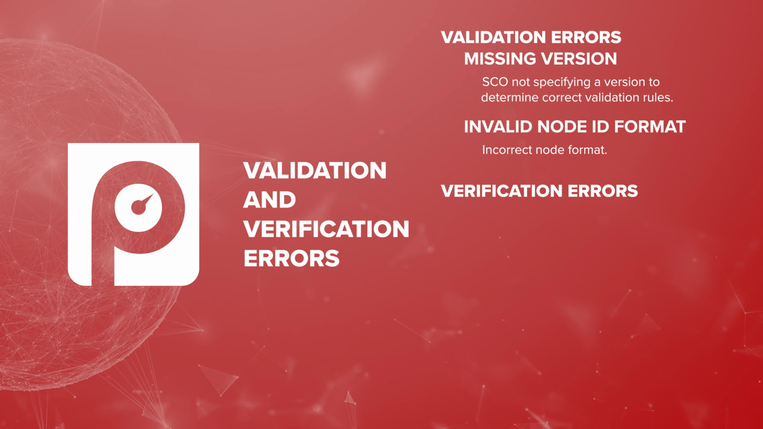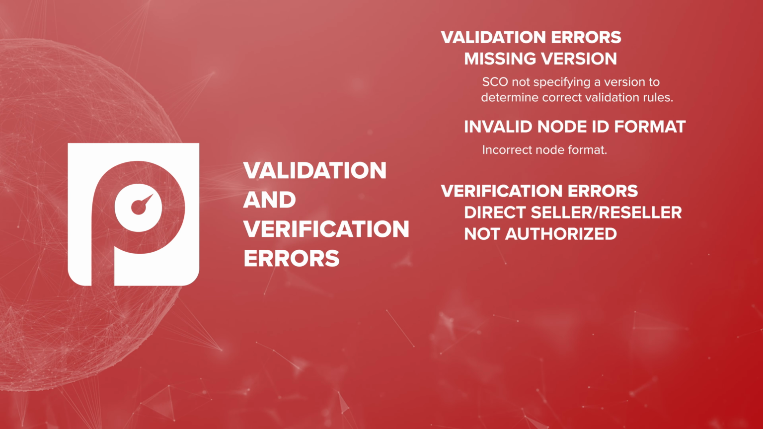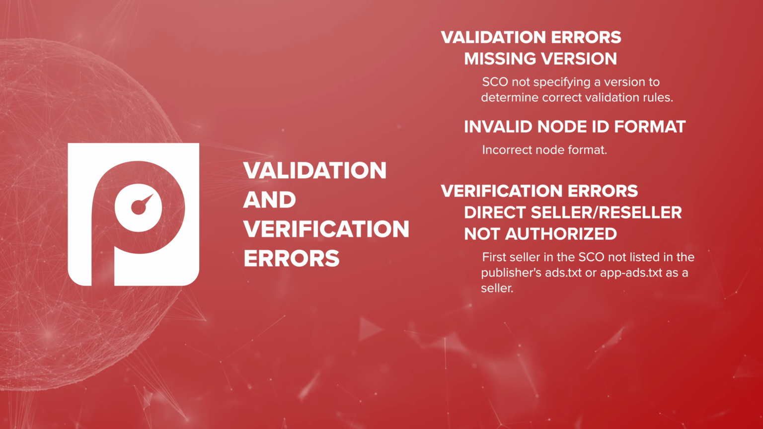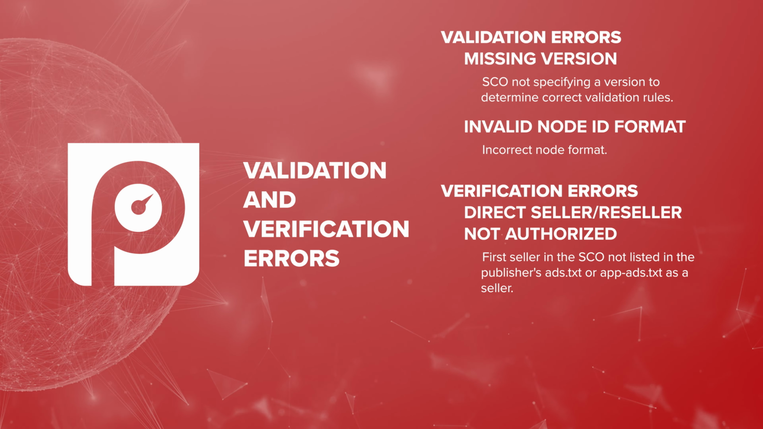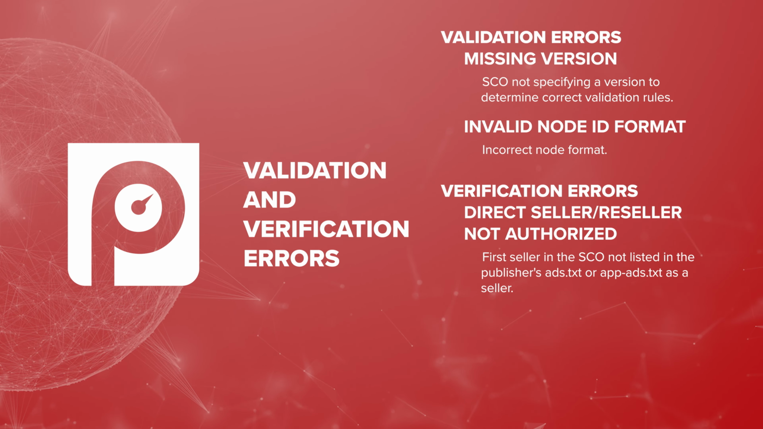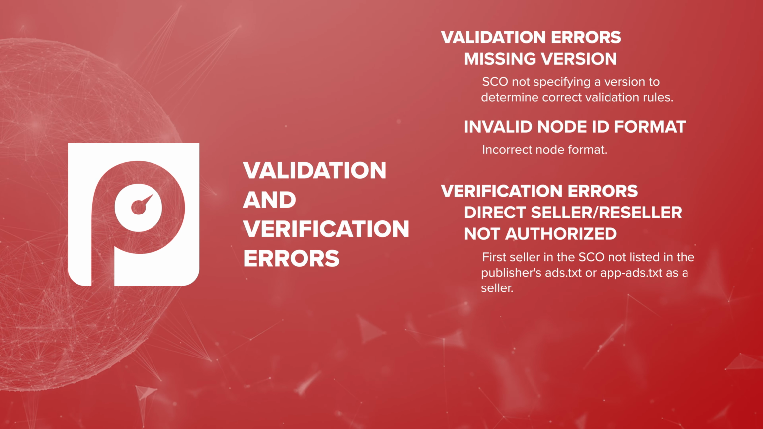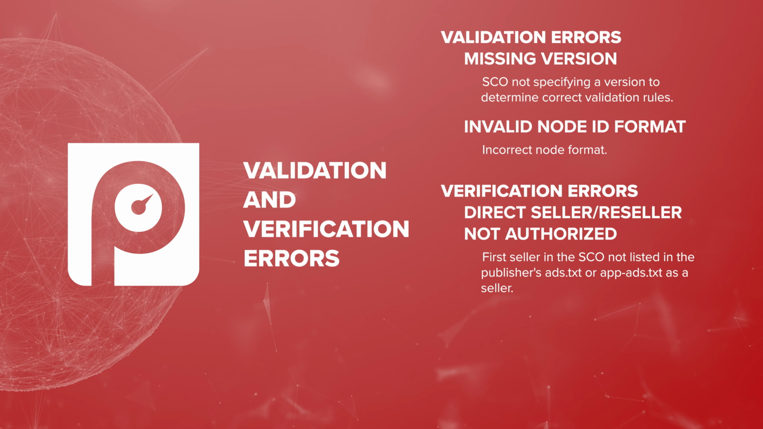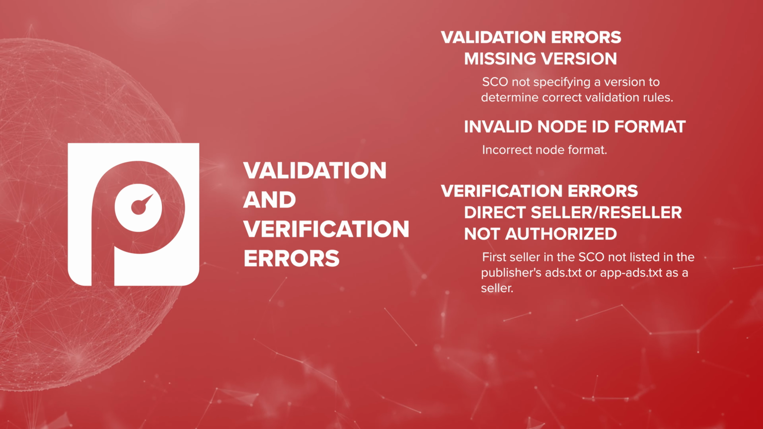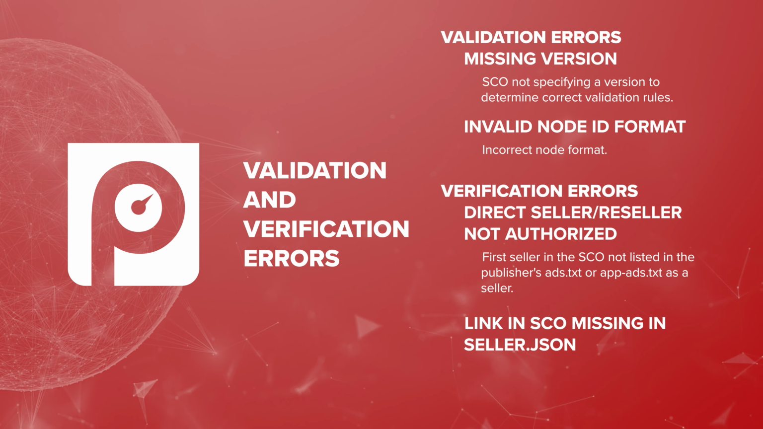On to verification errors. This would include direct seller or reseller not authorized. This error indicates the first seller in the SCO was not listed in the publisher's ads.txt or app-ads.txt as a direct seller or reseller. It's important to ensure the first entity in the SCO is authorized as a seller in the relevant ads.txt or app-ads.txt file. This information provides insight into whether a user may decide to block or no longer work with the given entity.